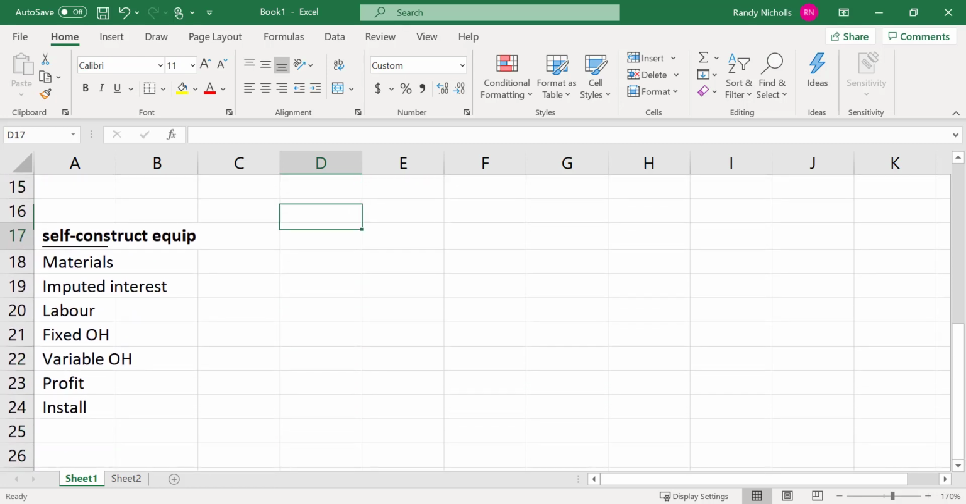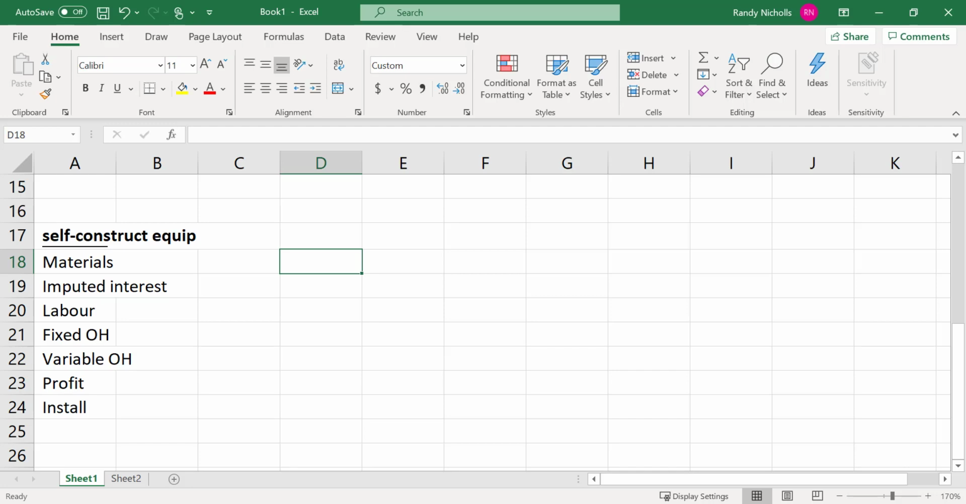Self-construction equipment, so part B of this. We've got material purchase. I am not going to test you on this. I find it kind of goofy. I don't know why the textbook highlights this. They didn't, I don't believe, in the 11th edition.